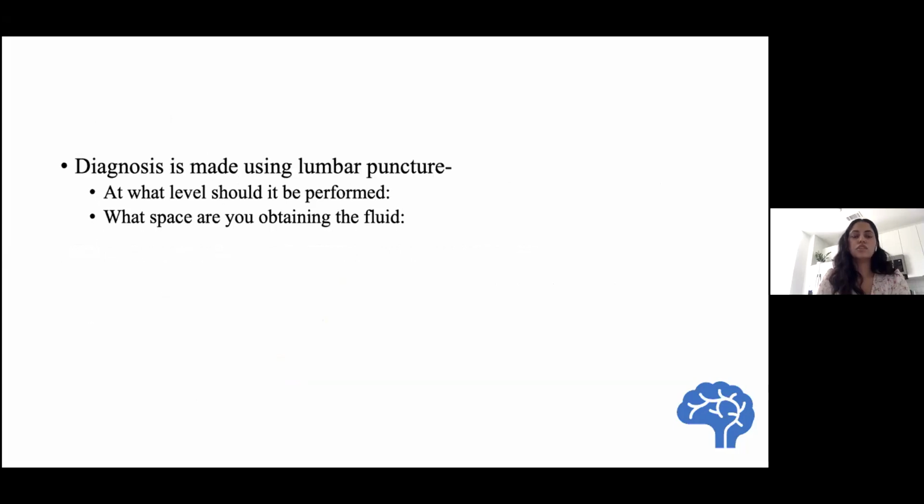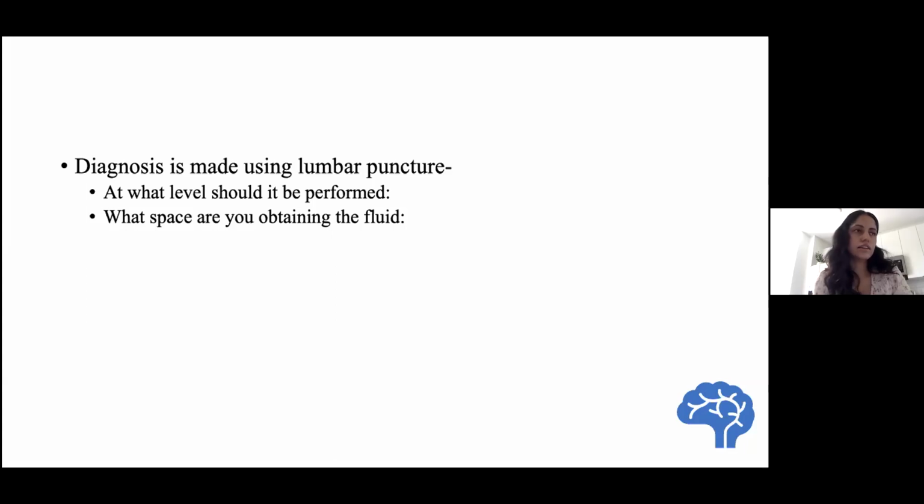Perfect. So we talked about how, in order to diagnose it, you would do a lumbar puncture. It's important to know exactly where you're performing it and exactly what sample you're obtaining. So at what level would you actually perform a lumbar puncture? And what space are you entering? Where are you collecting that fluid from, based on that anatomy lecture? Okay. So we have L3-4, L4-5.